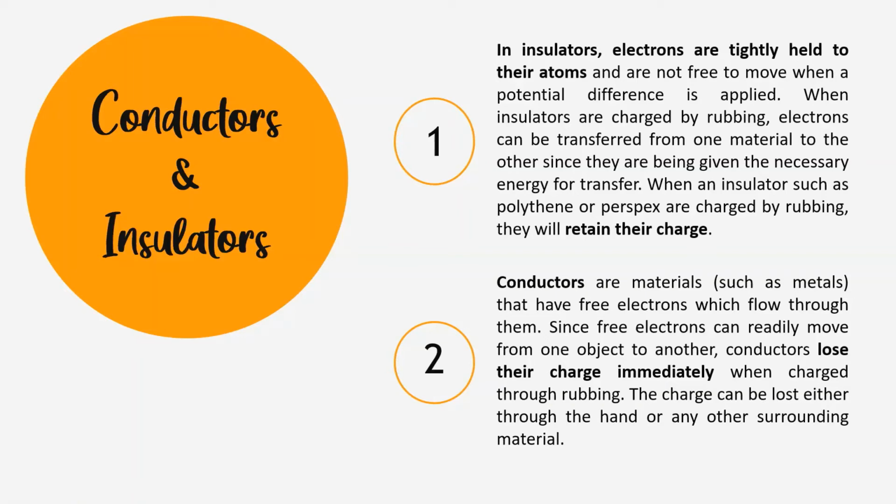When charged through rubbing, the charge can be lost either through the hand or any other surrounding material. So if I have a metal rod and I charge it by rubbing, as I explained in the case of insulators, the charge will immediately be lost because it can travel through my hand and to earth. This obviously cannot happen in the case of insulators. So to summarize the slide, when you have an insulator, charge cannot pass through it. It cannot travel. In the case of conductors, charge can travel from one end to another easily. You can charge insulators by rubbing, but you cannot use the same method to charge conductors.